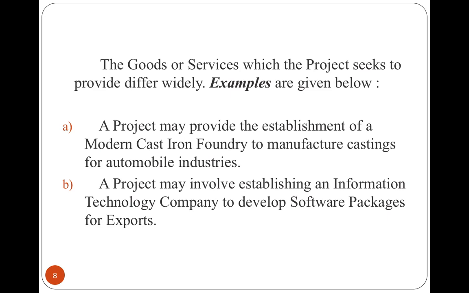Now here you have some examples. You can go for a project like the establishment of a modern cast iron foundry. It is an automobile industry. It can be either in an urban area or in a rural area. This is where many people work together, and laborers are required as well. So this is one type of company or industry. Another type is a technological company. What is this technological company? It is your software packages for exports, your software designs, everything. These are technology based. So these are two different example projects we have just seen.